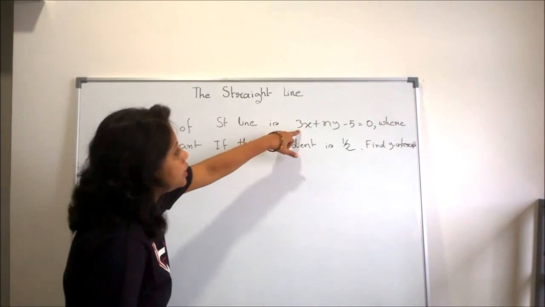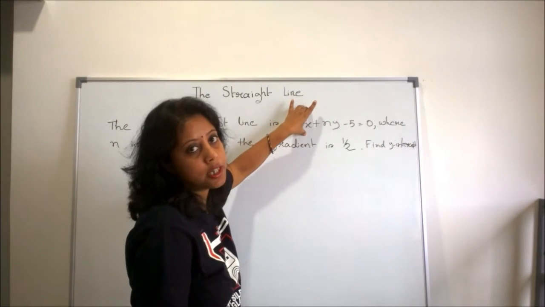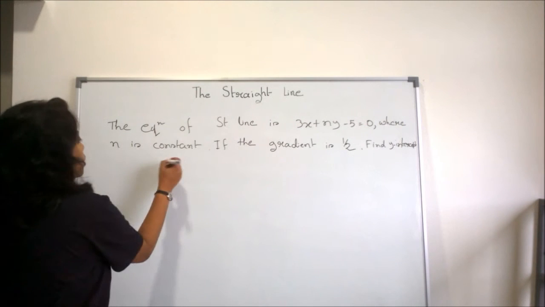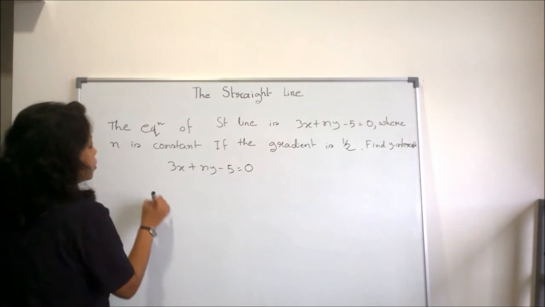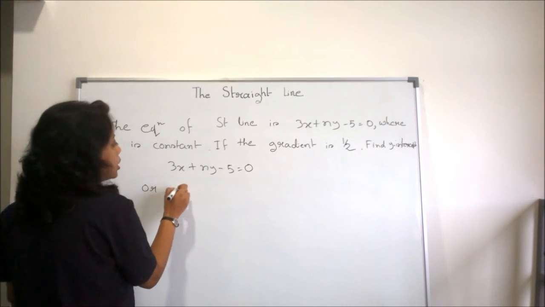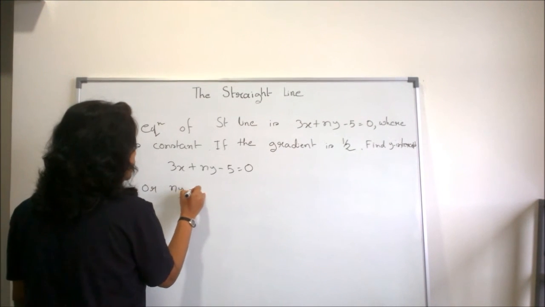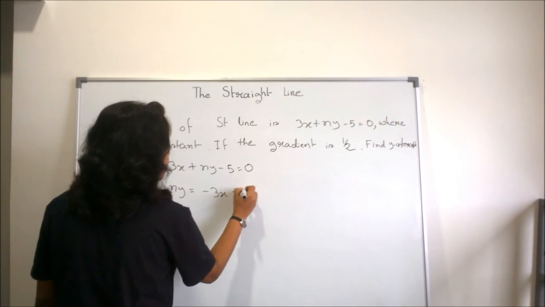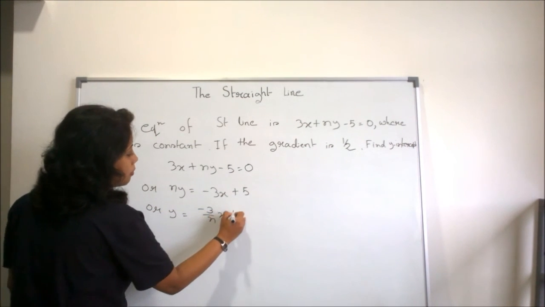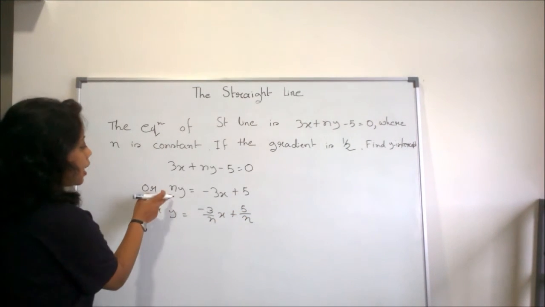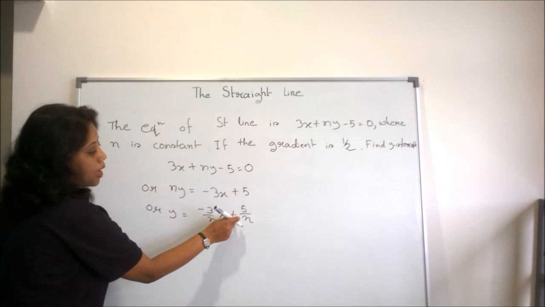So the given equation is 3x plus ny minus 5 equal to 0. So first thing we have to do, we have to write it in the general equation form of a straight line. Okay. So 3x plus ny minus 5 is equal to 0. So we put y on one side and the rest to the other side. So ny is equal to minus 3x plus 5. Okay, we divide both sides by n. So here we get y is equal to minus 3 by n x plus 5 by n.